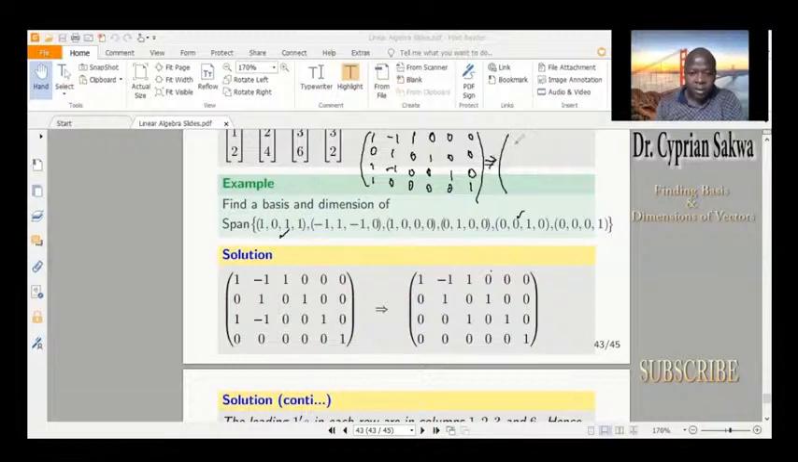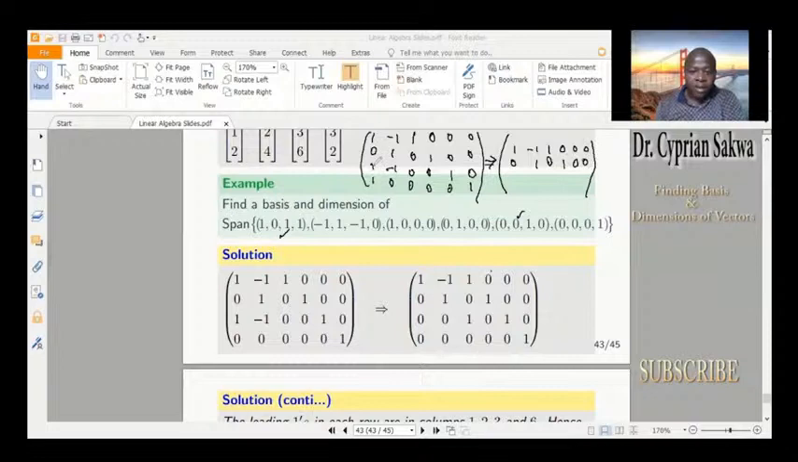The first row, it is 1, negative 1, 1 with 3 zeros. Then the second row, it is 0, 1, because we already have a 0 in this position. So this will be 0, and then 1 with the 2 zeros here.